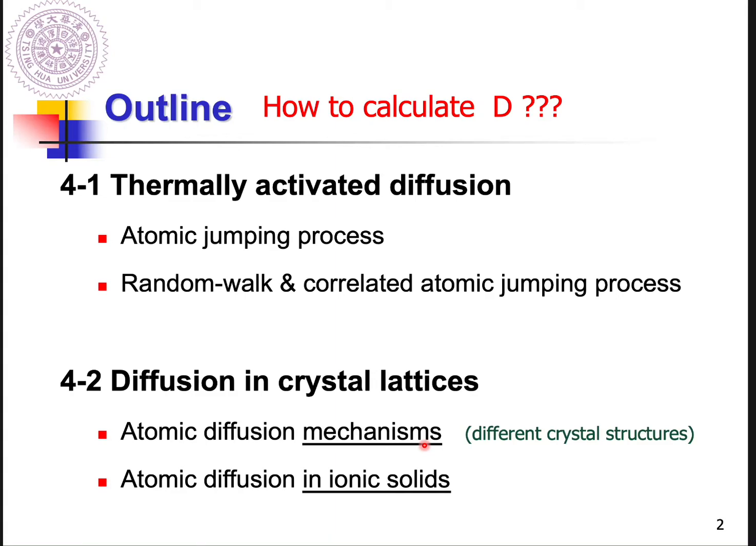The second one we are going to introduce is, for example, the interstitial diffusing mechanism. That means the atoms diffuse through interstitial sites. So we are going to introduce different diffusing mechanisms in different crystal lattices. And in the second part, we are going to talk about what happens if the material is an ionic solid. Does it affect the atomic diffusion?